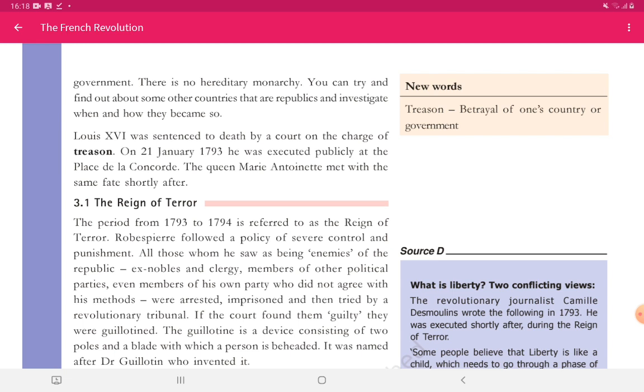Now let's see this. Louis XVI was sentenced to death by a court on the charge of treason. Now what is treason? It is a betrayal of one's own country's government. On 21 January 1793, he was executed publicly at the Place de la Concorde. Why was he sentenced to death? Because he had betrayed his own country's government, and Queen Marie Antoinette, his wife, met with the same fate shortly after. Now starts the Reign of Terror, which is the most important and ironical situation in this chapter.